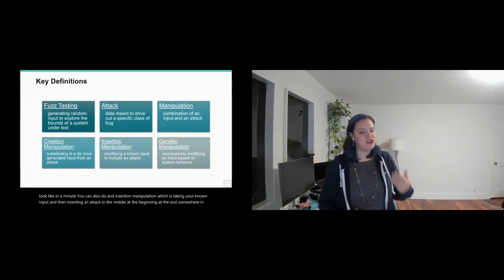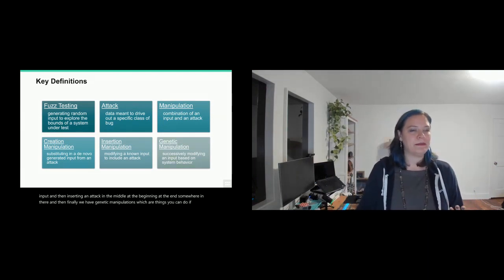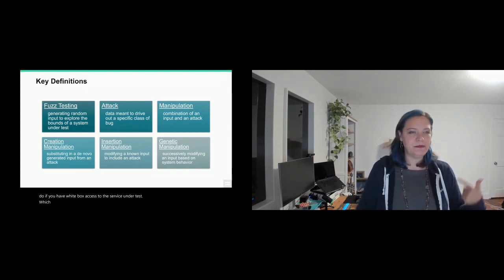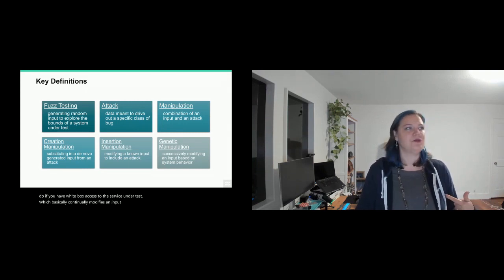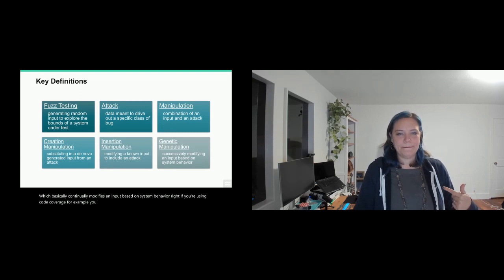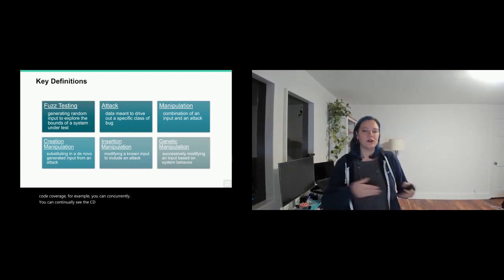And then finally, we have genetic manipulations, which are things you can do if you have white box access to the service under test, which basically continually modifies an input based on system behavior, right? If you're using code coverage, for example, you can continually see the input change as you walk across the branches.